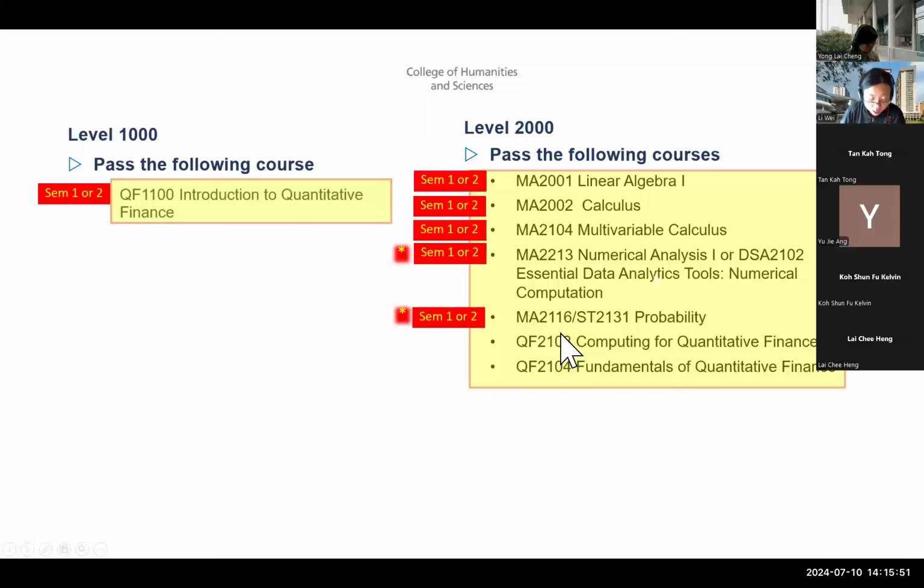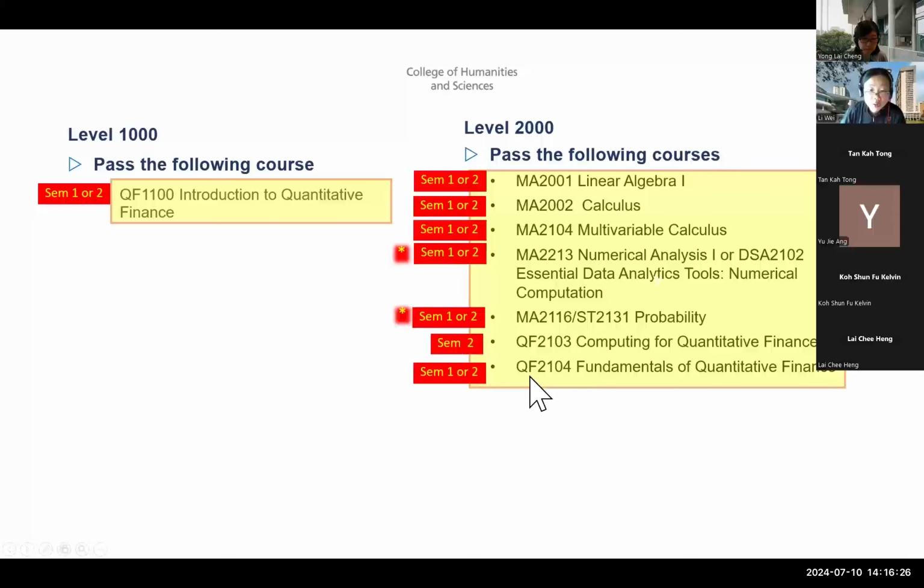And of course, we need the QF courses. The two QF-coded courses are QF2103, Computing for Quantitative Finance, which covers various computing tools using QF applications, and QF2104, Fundamentals of Quantitative Finance, which covers results commonly used in QF applications. So these are important foundation courses in your QF programs.